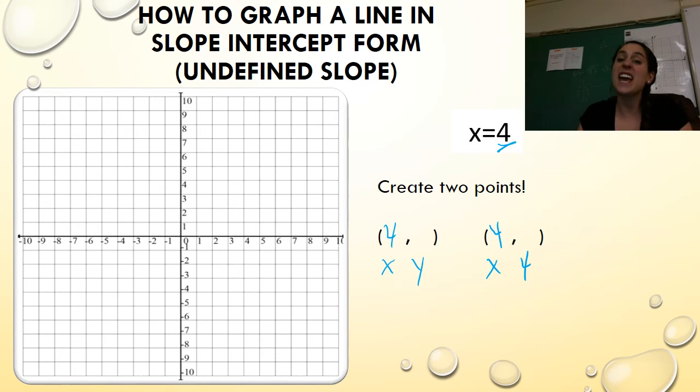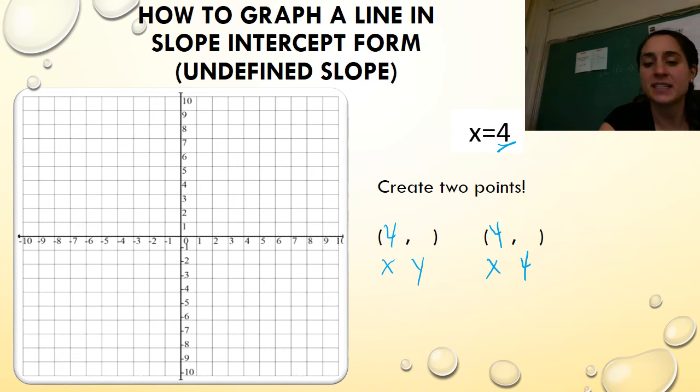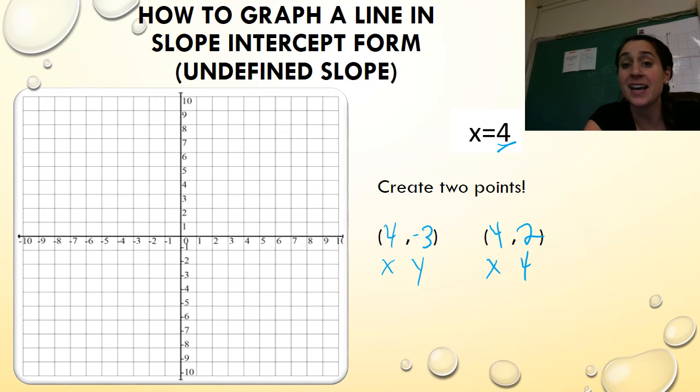Now I can choose any y values I want. It doesn't matter. I'm just going to pick -3 and 2. Again, I can choose any y values that I want. Now I'm going to plot those points. 4, -3, I start at my origin. I go 4 to the right because it's positive, -3 on my y-axis. My next ordered pair is 4, 2, so I'm going to start at my origin. I'm going to go 4 to the right and +2 up.